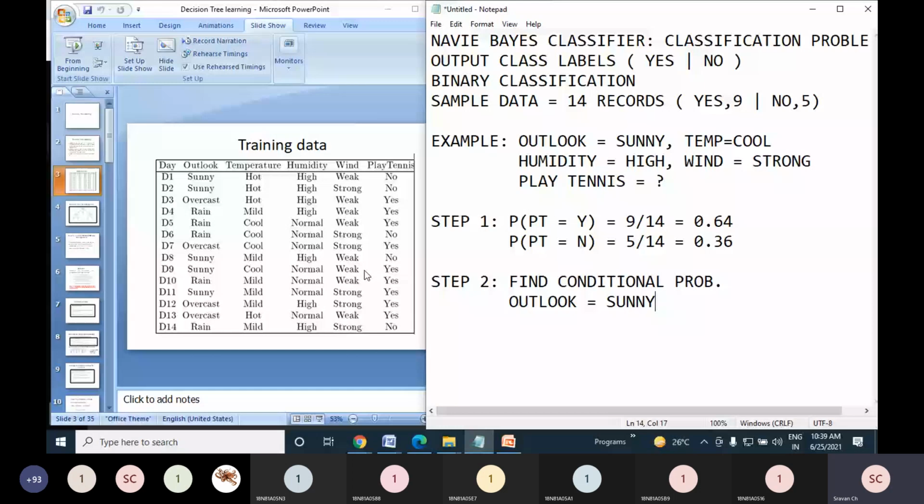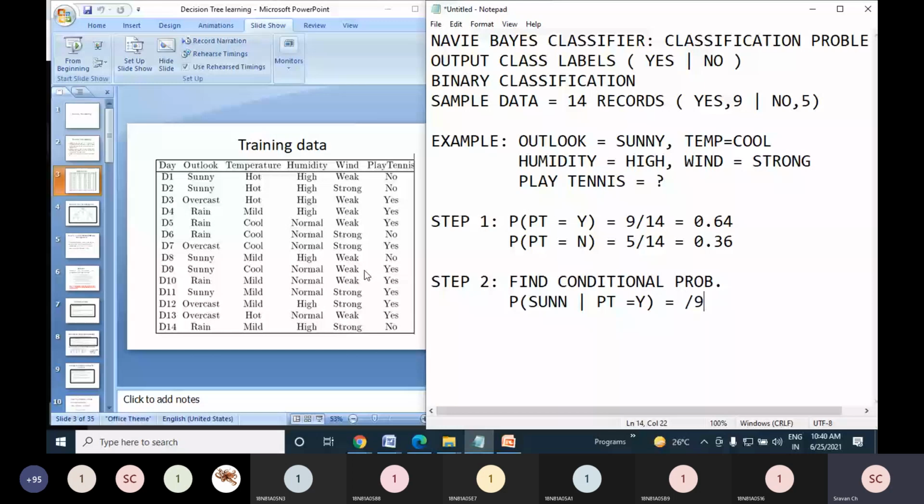So friends, I will write like this: probability of outlook variable is sunny and PT is equal to yes. Whenever I say yes, from the overall data set I need to take the value for yes. How many times was it yes? It was yes 9 times. So the denominator is 9.